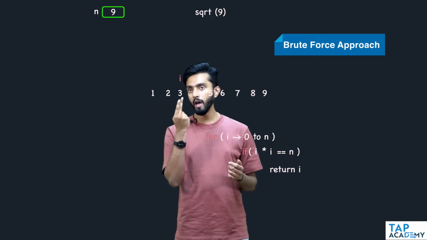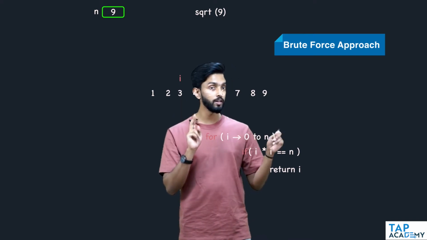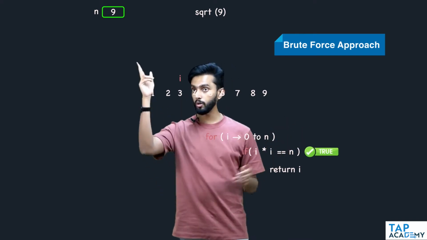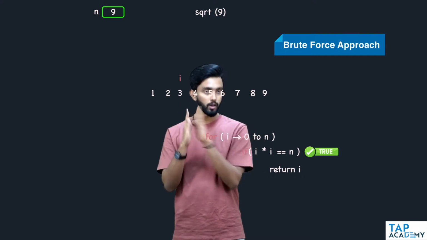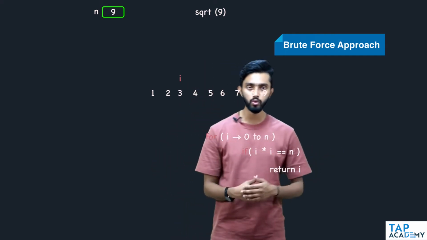Move i forward. I'll check if 3 into 3 is equal to n. Yes, 3 into 3 is equal to 9. 9 is equal to n, which means this 3 value is my square root. Return 3. Now, this is a brute force, right?